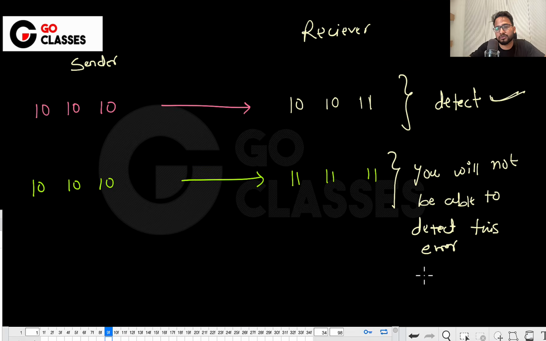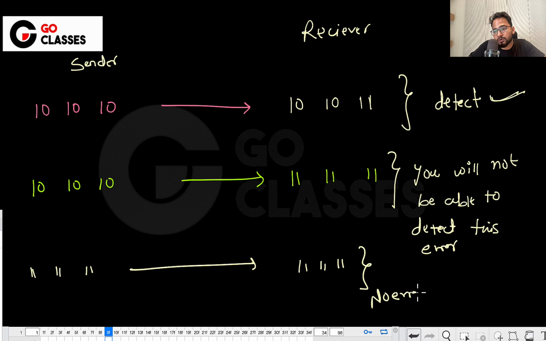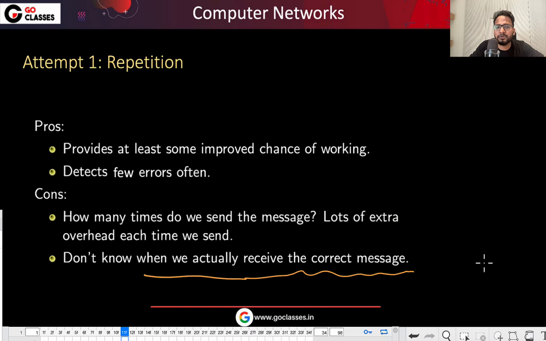It's correct or wrong. So for example, in this case, we don't know if it's correct or wrong, right? It is a wrong message, but the receiver might think it is a correct message, because the receiver might think that he might have sent 11111, and I might have received 11111, right? So there is no error, and this also will be accepted, and this also will be accepted, thinking there is no error. So anyway, this was the very first naive method, which is the repetition method. Obviously, it's not a very good method, right?